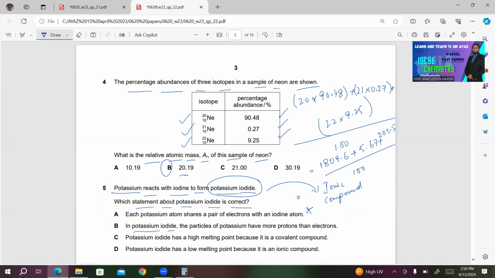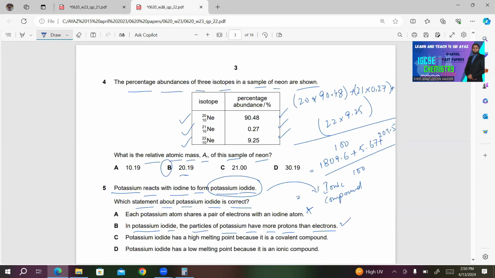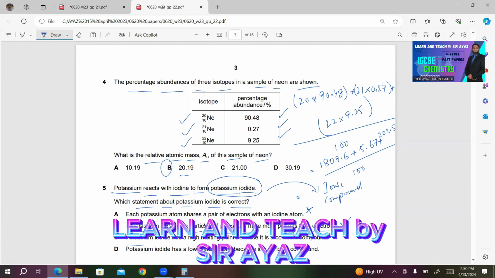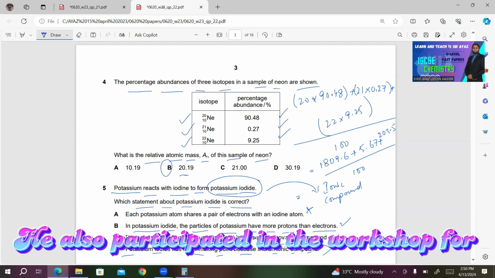B. In potassium iodide, the particles of potassium have more protons than electrons. This statement looks correct to me. So I will write a tick here. Because potassium is a metal, it will lose electrons. So the number of protons will definitely be higher than the number of electrons. C. Potassium iodide has a high melting point because it's a covalent compound. This is wrong because it's due to ionic bonding, a strong electrostatic force. D. Potassium iodide has a low melting point because it's an ionic compound. This is also wrong. It must have a high melting point. It's due to the presence of ionic bonds. So B will be the right answer for number 5.